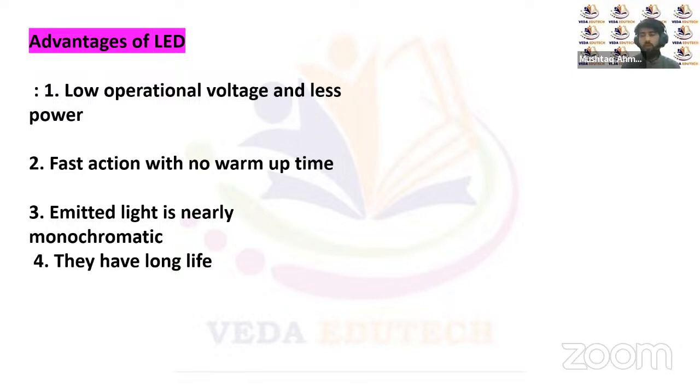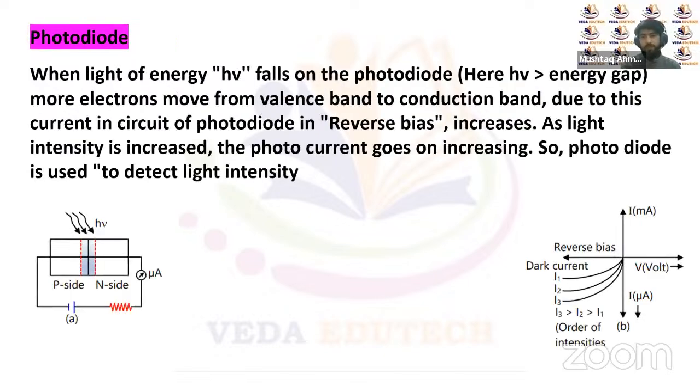They have very long durability, or we can say they have a long life. So these are some of the major advantages of LEDs, which is a PN junction diode in a forward biased condition. These are the great advantages of LEDs.